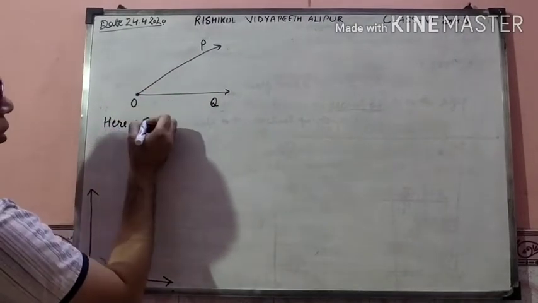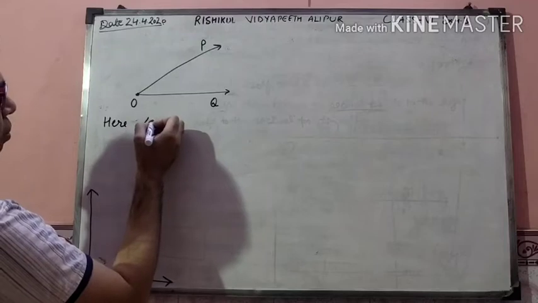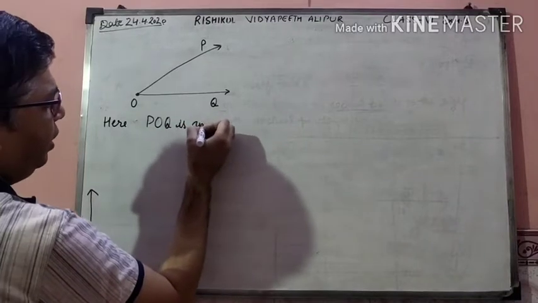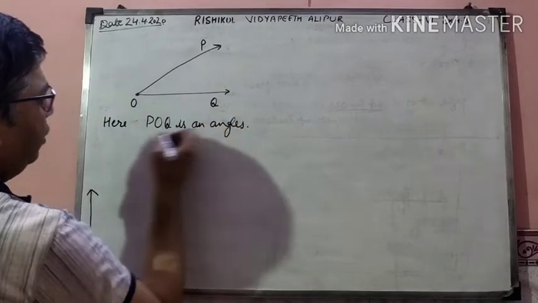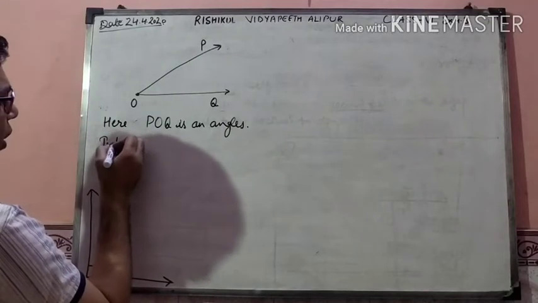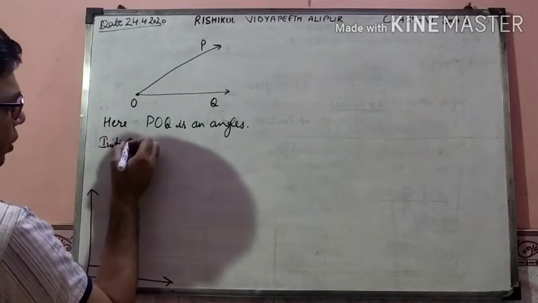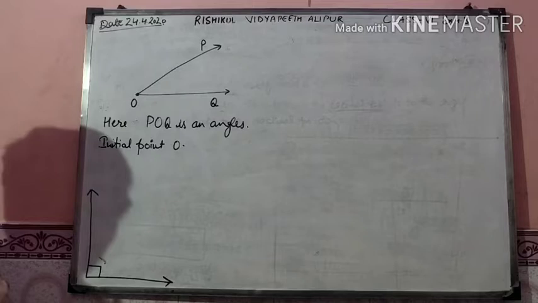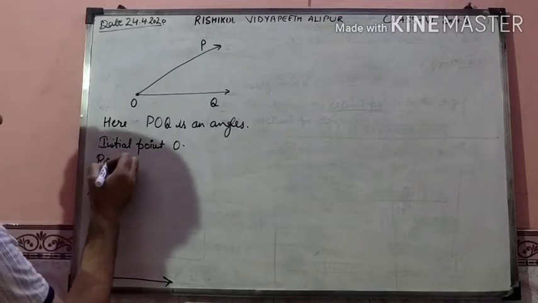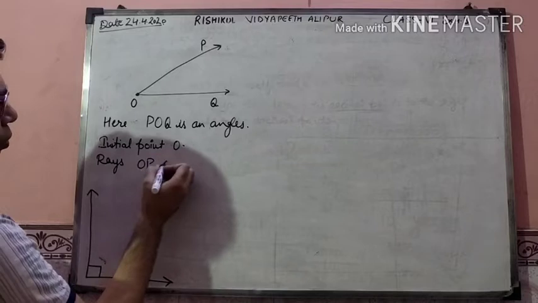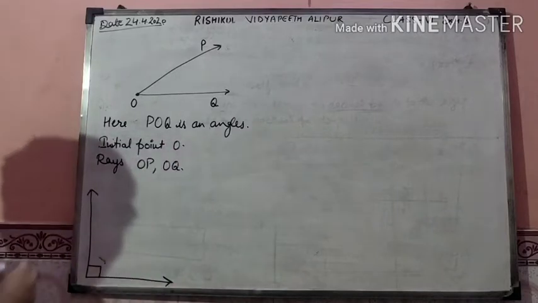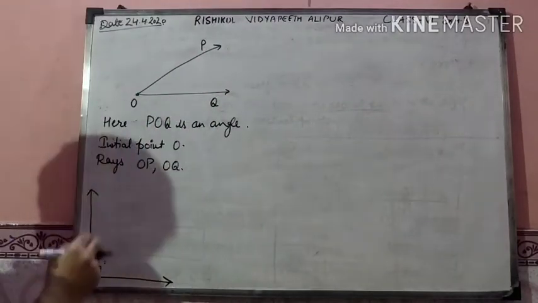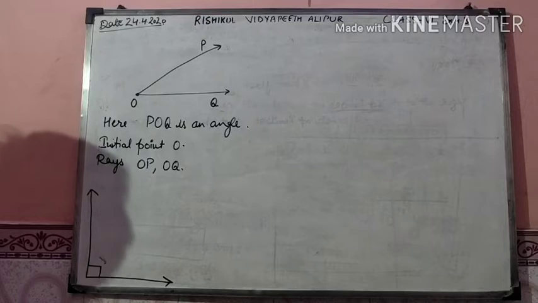Here POQ is an angle. What is the initial point in this? O. What is the initial point? O. And which are the rays? OP and OQ. So this is called an angle. POQ is an angle where O is the initial point and OP and OQ are rays.